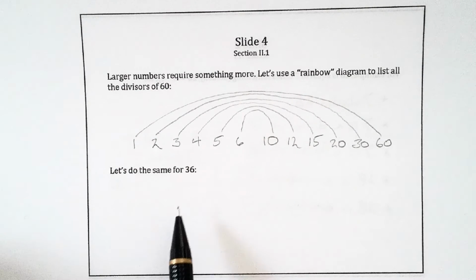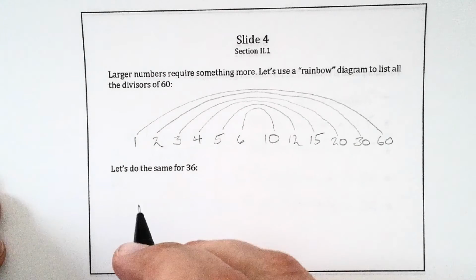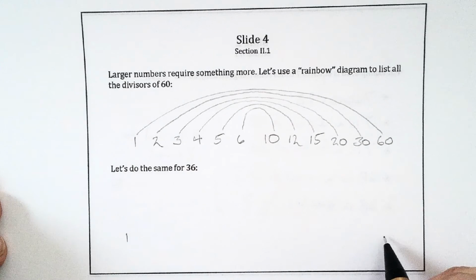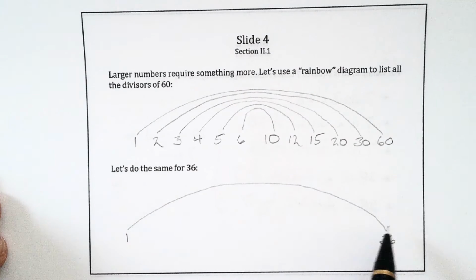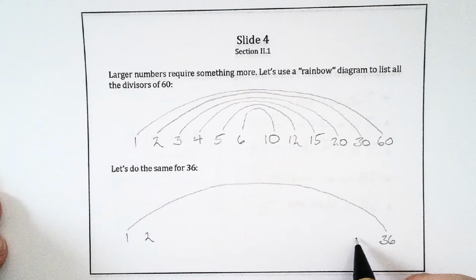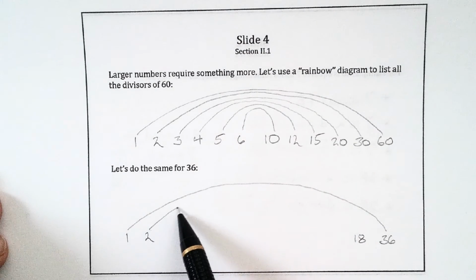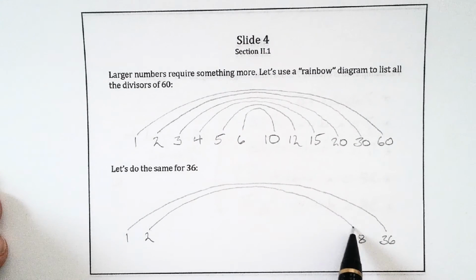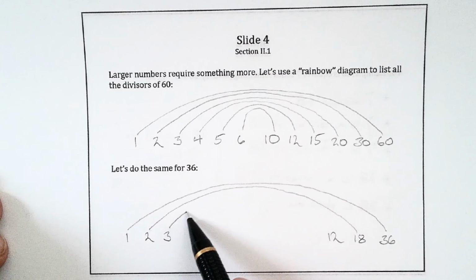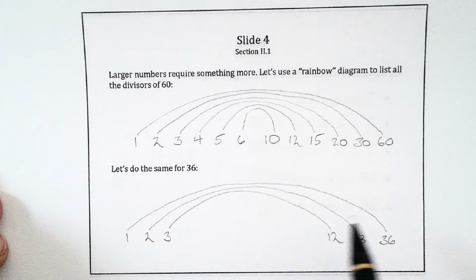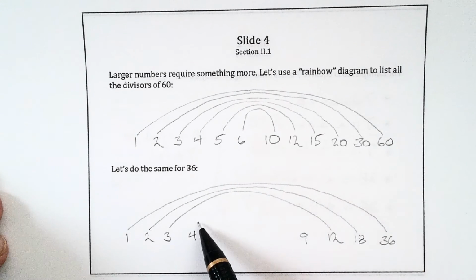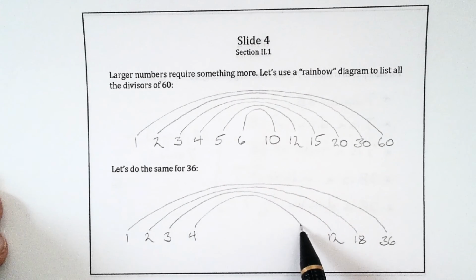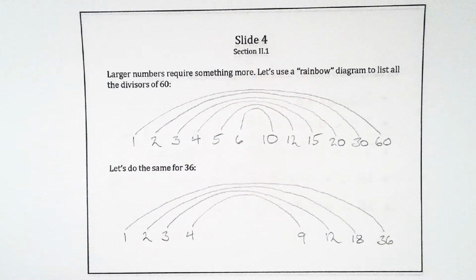All right, well, let's try to do the same for the number 36. So we have 1 times 36. 2 times 18. Three times 12. Four times 9. Okay, test 5. 5 is not a factor, so I skip that.